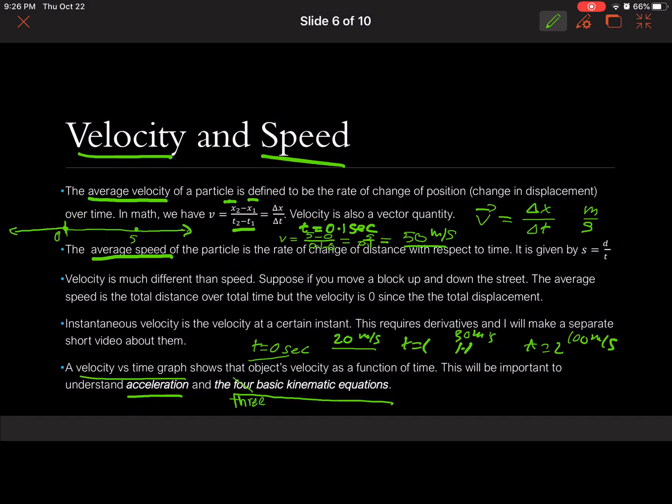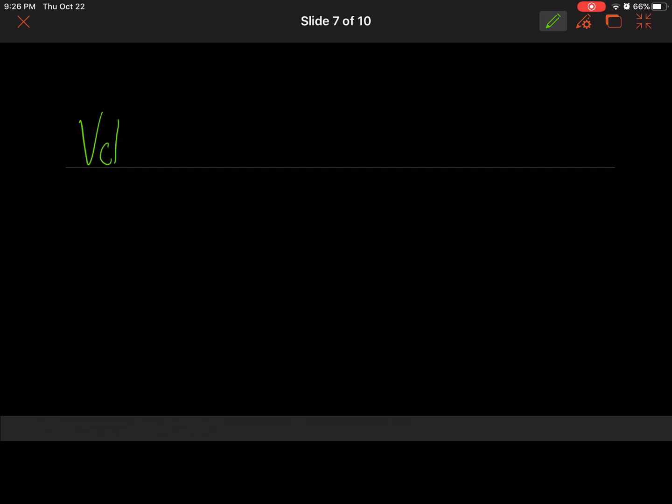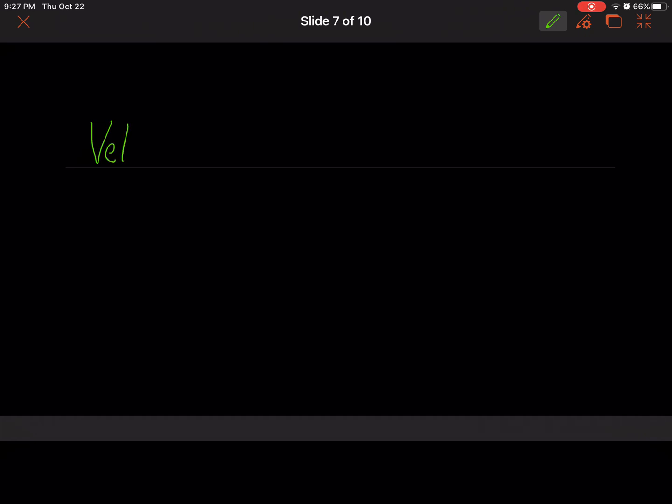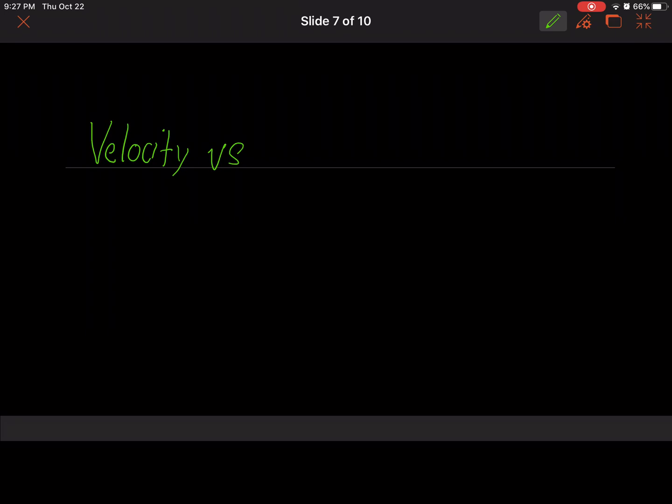Okay, that's an empty slide for some reason. Okay, first let's talk about some velocity. That's terrible. Velocity versus time graph.